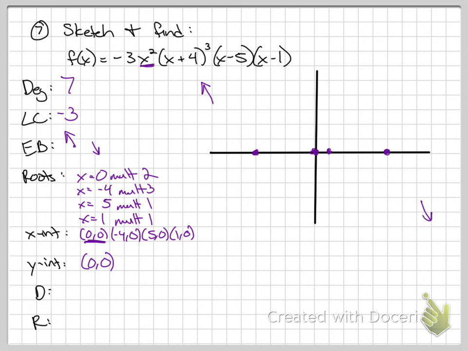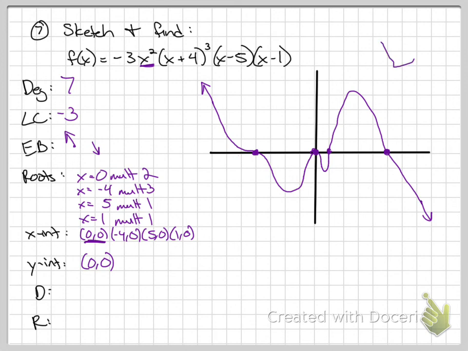As I approach negative 4, it should be multiplicity of 3. Make it look like a cubic. Turn it around somewhere. 0 has multiplicity of 2. Make it bounce. Turn it around quickly. 1 has multiplicity of 1. Go straight through. 5 has multiplicity of 1. Go straight through.